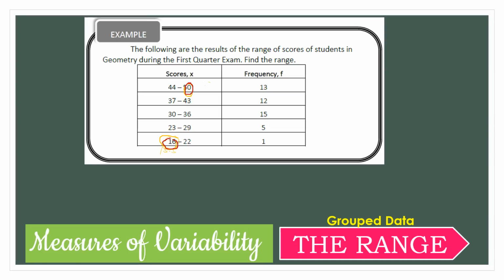How do we get the exact boundaries? Okay, for the upper limit, we get its average and the lower limit of the next one, but there's none. That's why we simply write there 50.5. Okay, so the exact boundary of this is 50.5. On the other hand, the exact lower boundary is 15.5.